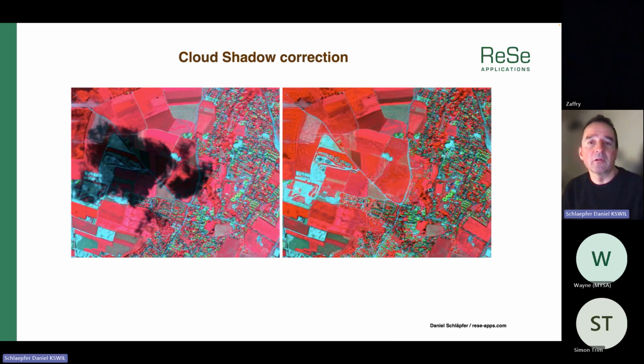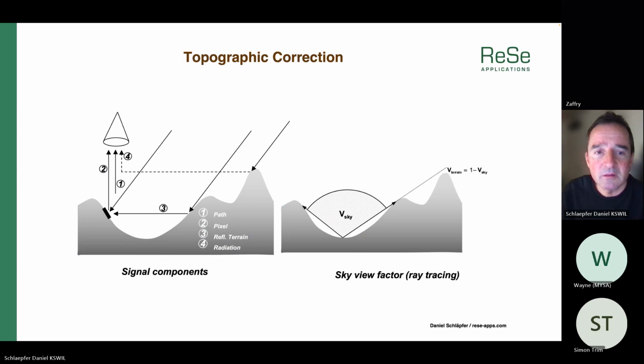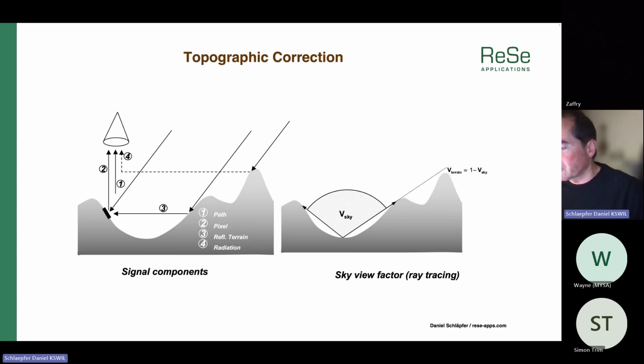Then cloud shadow removal is something we are working on. It works mostly, but it's a critical thing because it's not always working fully automatically. So we have some methods available, and some still have to be improved. But that's for the topographic correction. What we have to consider is really the irradiance from the surroundings, and for each pixel, how much of the sky and of the terrain you see. So these are the two important parts to get the topographic correction done. There's a lot of literature about topographic correction.